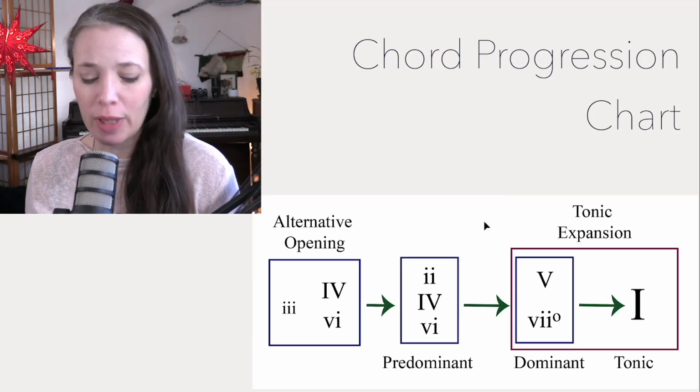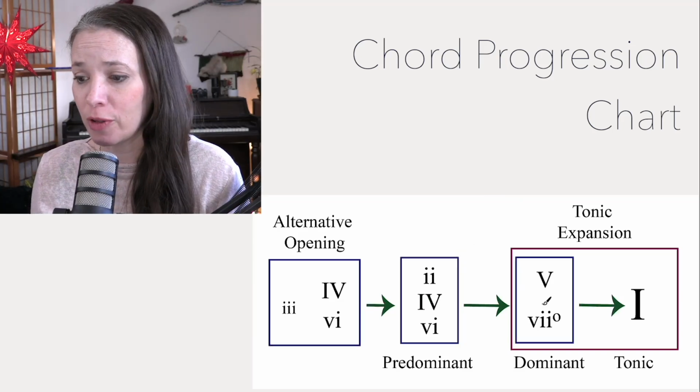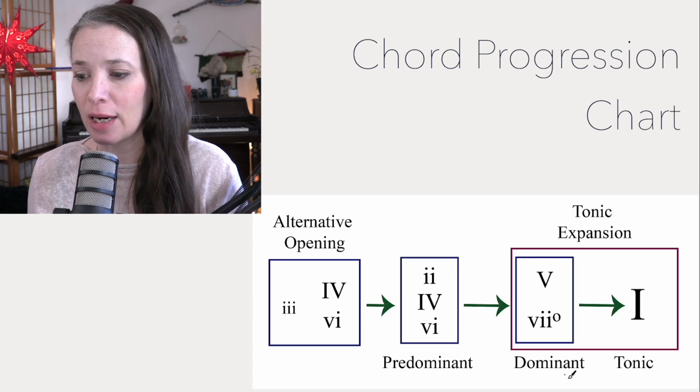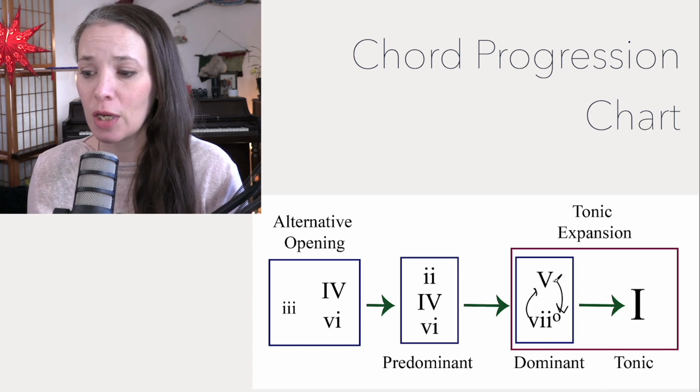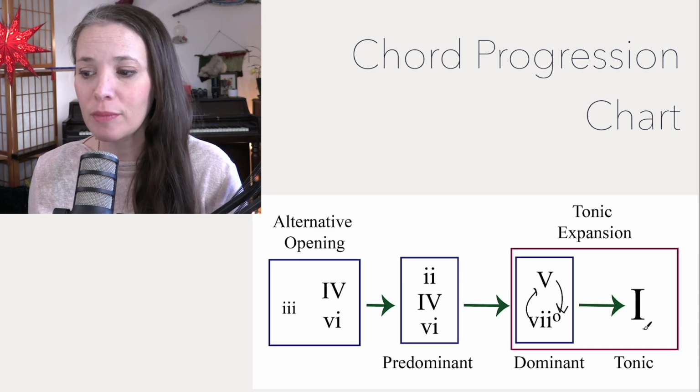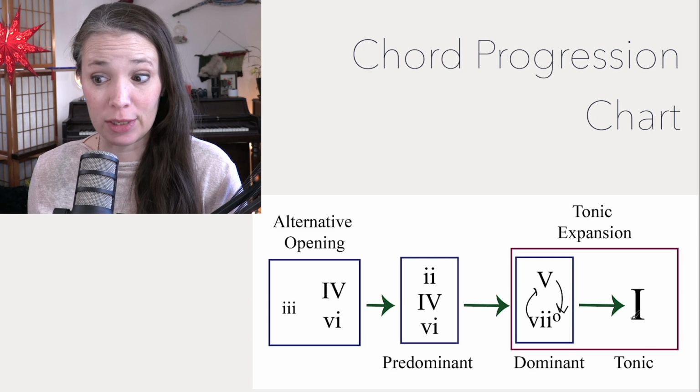If you'll remember, for the last unit, we completed the chord progression chart, right? And to add on to what we have here, the 5 can go to the 7, can go to the 5, and they can both go to 1. And this together makes up tonic expansion.